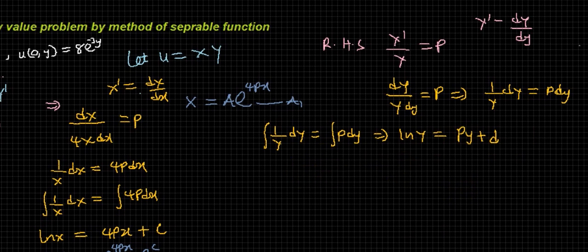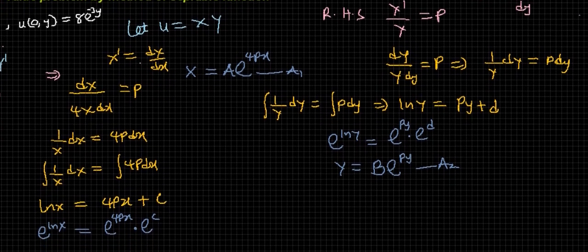Let's take the exponent of both sides. We have exponent of ln Y equal to exponent of py multiplying exponent of d. So exponent of ln Y gives Y, which is equal to, let's call exponential d a different name, constant b, exponential py, and this is our answer 2. So we are going to merge these two answers, answer 1 and answer 2.